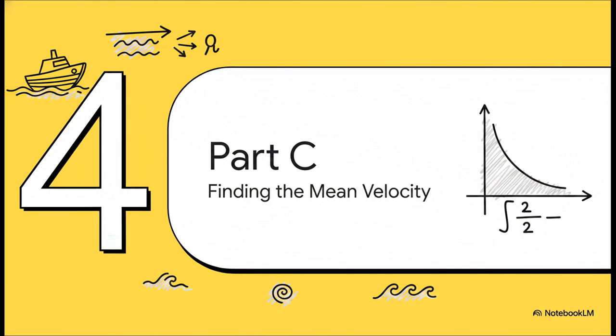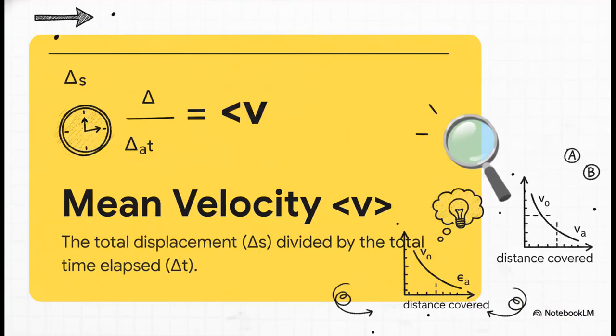All right, on to our final task, part C. Here, we need to find the mean, or the average, velocity, but not for the whole trip, just during the specific time it takes for the boat's speed to drop by some factor, which the problem calls eta. Now, don't let the Greek letter eta scare you. Just think of it as any number, like 2 for half the speed, or 3 for a third of the speed. And remember, the definition of average velocity is super simple. It's just the total distance you traveled divided by the total time it took.